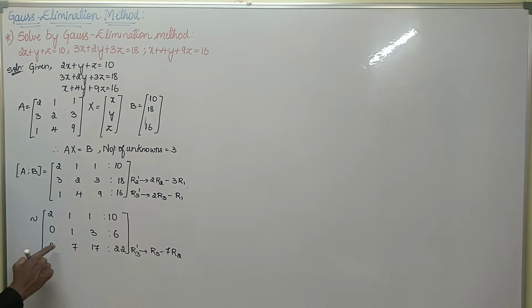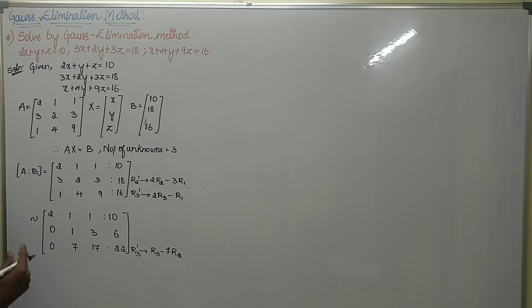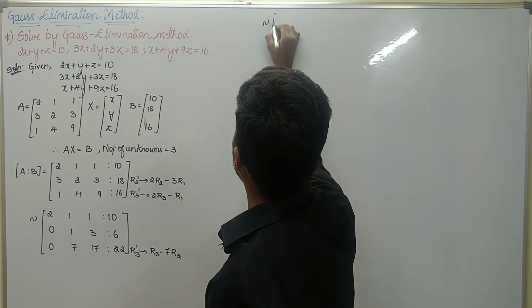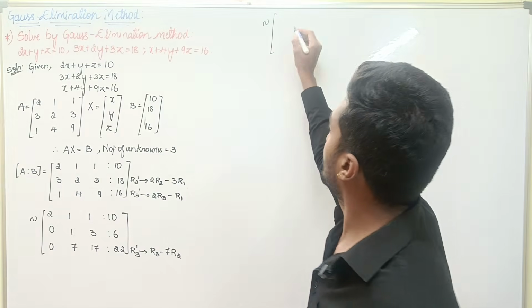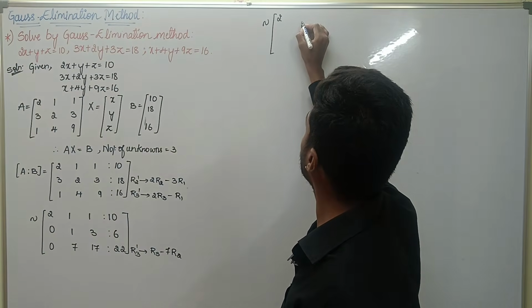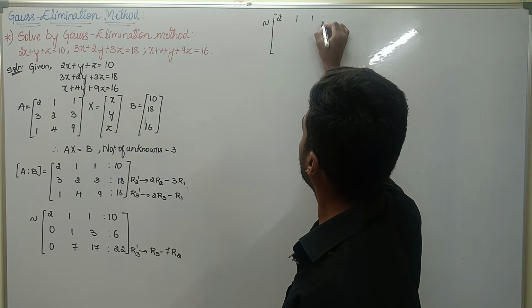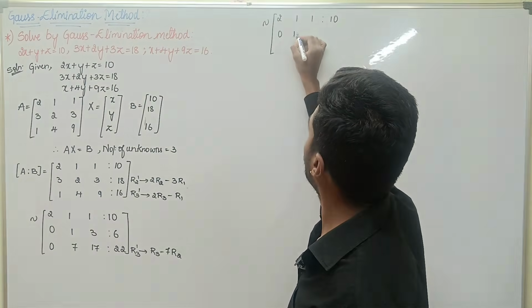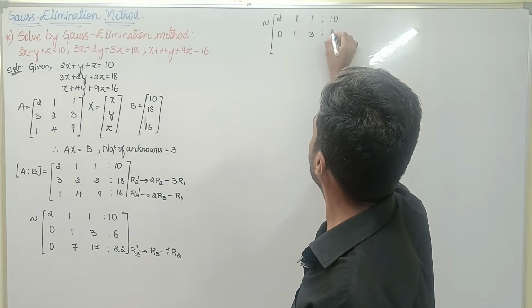Why am I considering R2? Because the first element 0 should not be changed. So let us consider, which is equivalent to, let us copy down the first row and second row as constant. 2, 1, 1 is to 10, 0, 1, 3 is to 6.